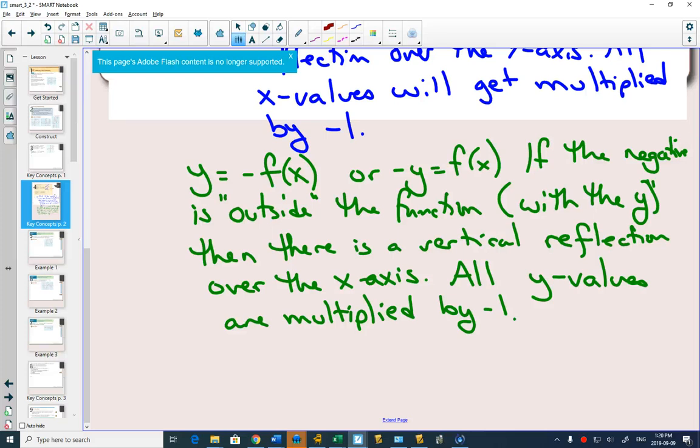So this is new. This is something we didn't see in our papers that we did at the beginning. Now we're adding a new transformation. It's a reflection. Sometimes a reflection will be horizontal. It'll flip it over the y-axis. And sometimes the reflection will be vertical, flipping it over the x-axis.